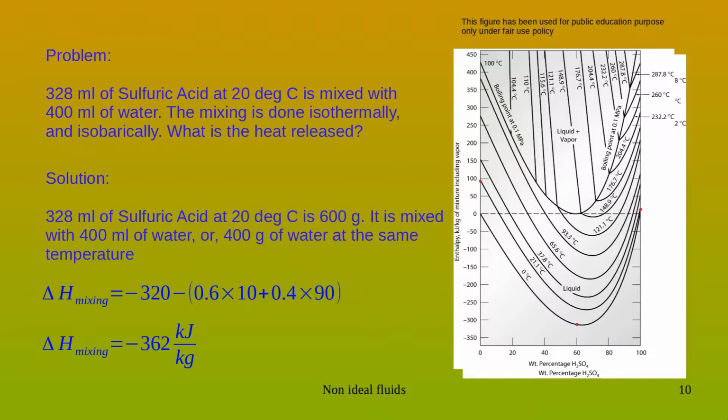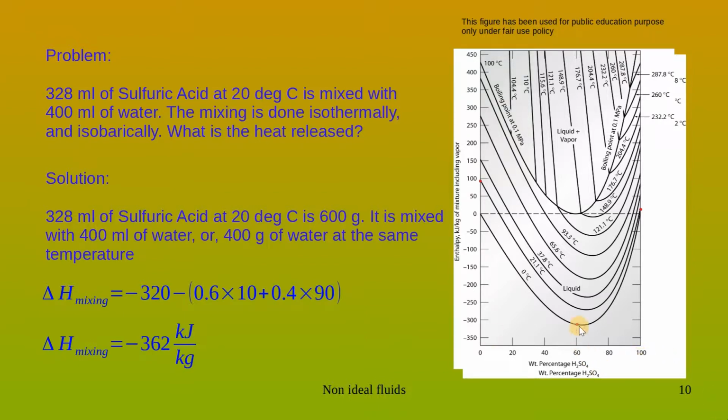Let's take another problem now. Now, 328 ml of sulfuric acid at 20 degrees Celsius is mixed with 400 ml of water. The mixing is done isothermally and isobarically. What is the heat released? Now, 328 ml of sulfuric acid at 20 degrees Celsius is 600 grams. It is mixed with 400 ml of water, which is 400 grams, at the same temperature and pressure. Therefore, the resulting solution is a 60% solution.